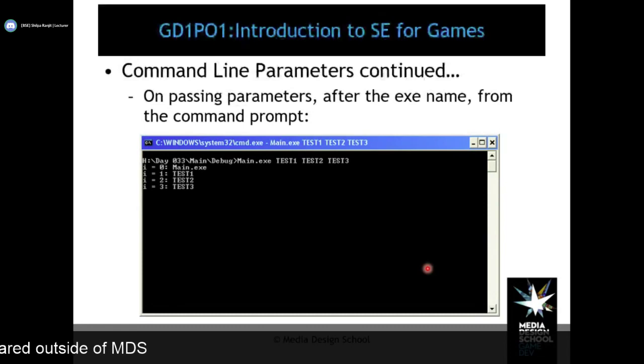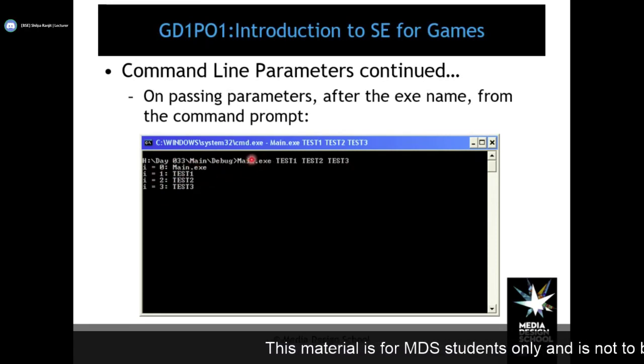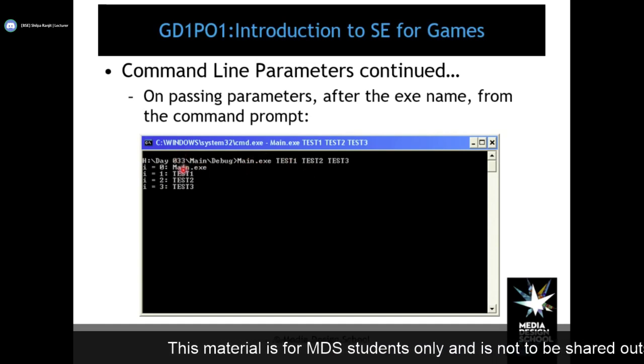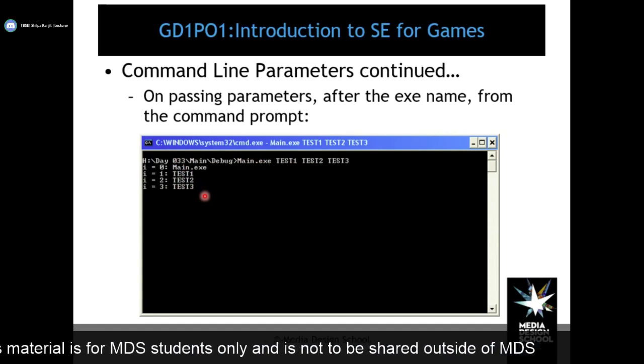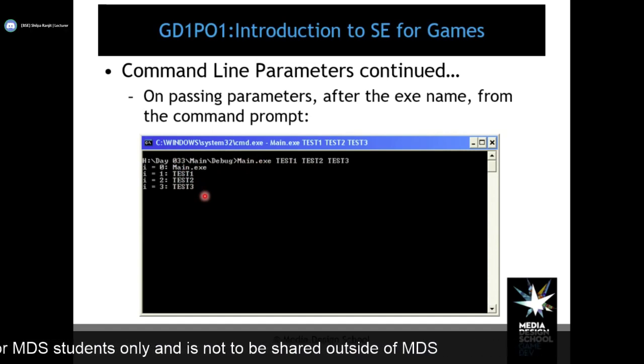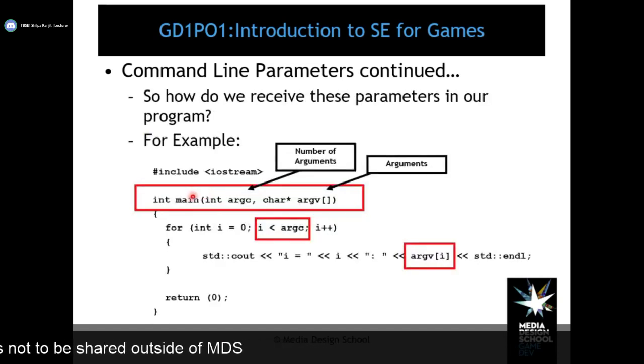So this is how it works. The first argument is main.exe. So actually the number of arguments is 4 and not 3. So it's like 1, 2, 3, 4. So the first one is main.exe, then the next ones are test1, test2, and test3. So if you were to pass arguments in the command line, make sure you've also created a main function with 2 arguments in there. So this is an overloaded main function.